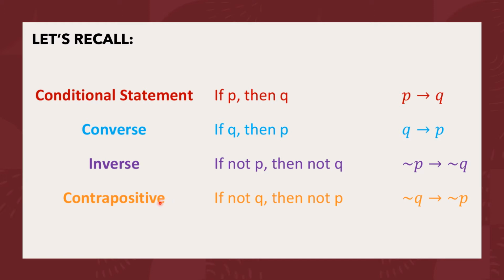And the last is the contrapositive. The contrapositive is a statement that is formed by both exchanging and negating the hypothesis and the conclusion. So if not Q, then not P. In symbol, if not Q, then not P. Okay?